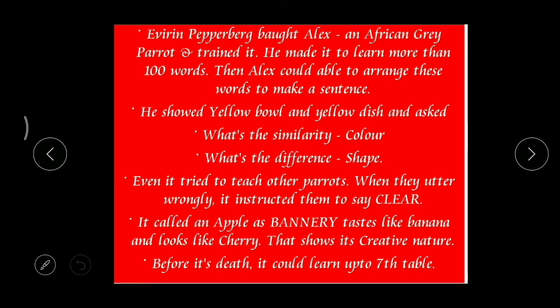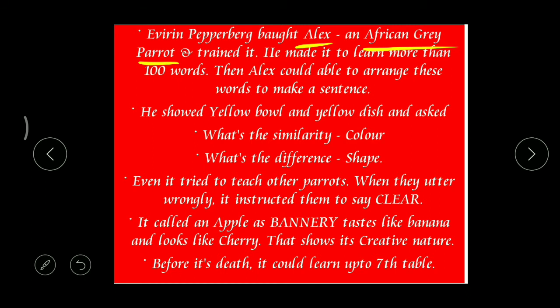What's the next one? That is Irene Pepperberg. Irene Pepperberg is also a scientist, and this scientist raised one parrot. What is that parrot? We call that the African grey parrot, and she gave it the name. What is the name of that? That is Alex.